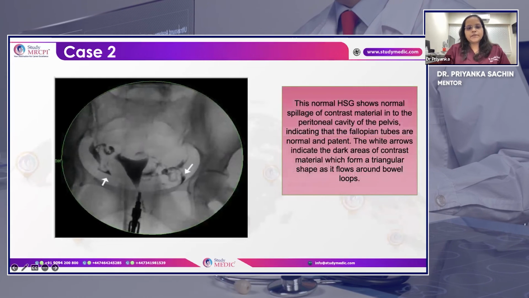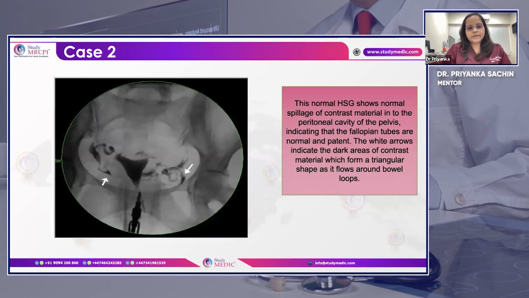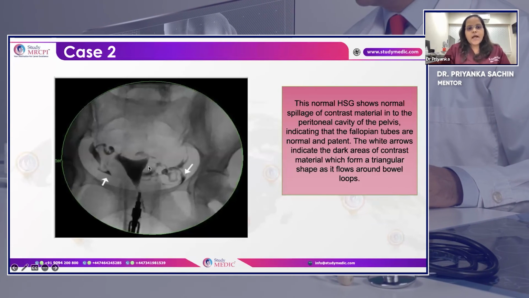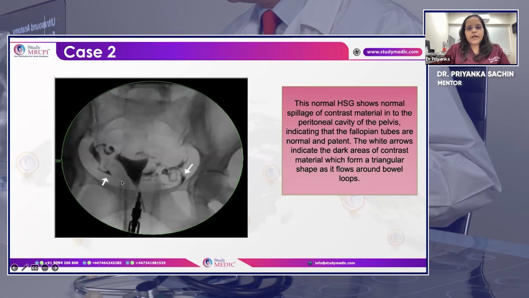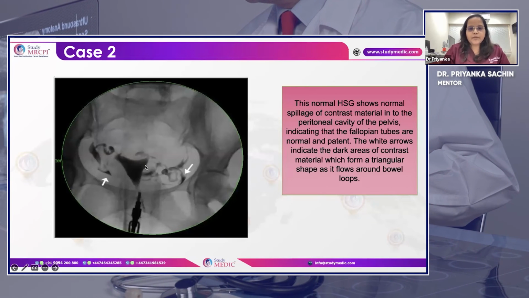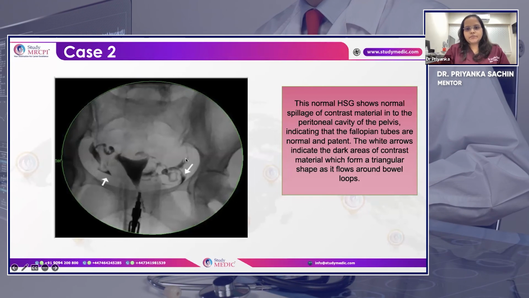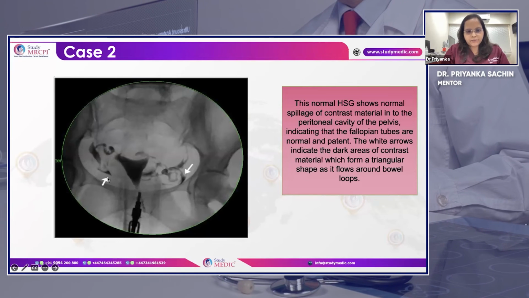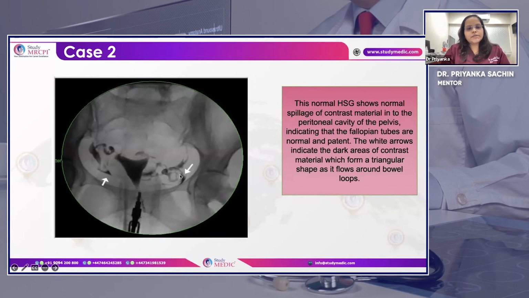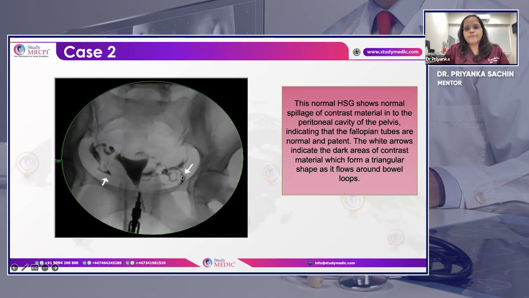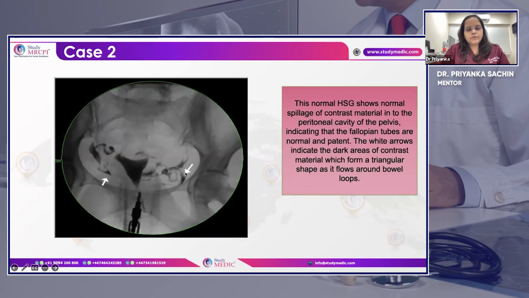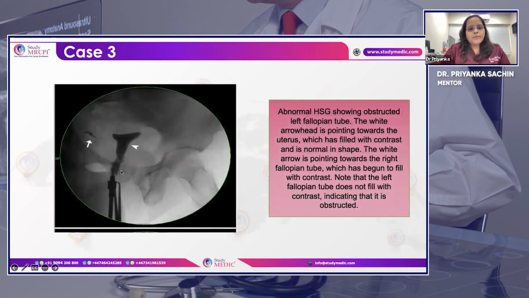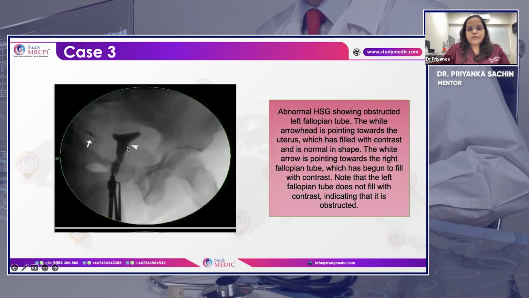Now coming to the second case. Here again you can see that the cervix is normal and the uterus is showing the normal anatomy without any filling defects, and both the tubes, the right and the left tube, the arrows, again we can see the tubal anatomy properly. Also we can see the dark areas of the contrast material which form a triangular shape at the end, the arrows, which is fluid surrounded by the bowel loop. So this is also a normal spillage of the contrast, and this is a normal HSG.